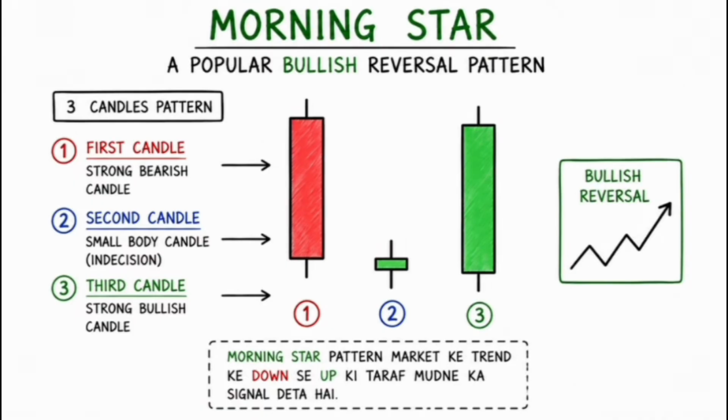Now let's talk about the sixth candlestick pattern, the morning star. Friends, the morning star is a very popular bullish reversal pattern. It consists of 3 candles. The first candle is a strong bearish candle. The second candle has a small body that represents market indecision, and the third candle is a strong bullish candle.